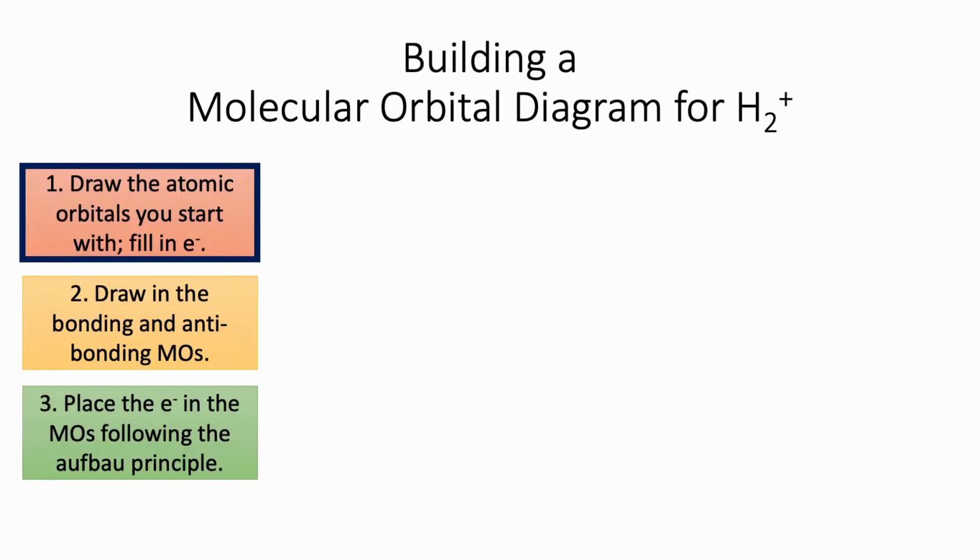So let's start by drawing the atomic orbitals that we're starting with. We have two hydrogen nuclei. Each of those is going to have a 1s orbital.